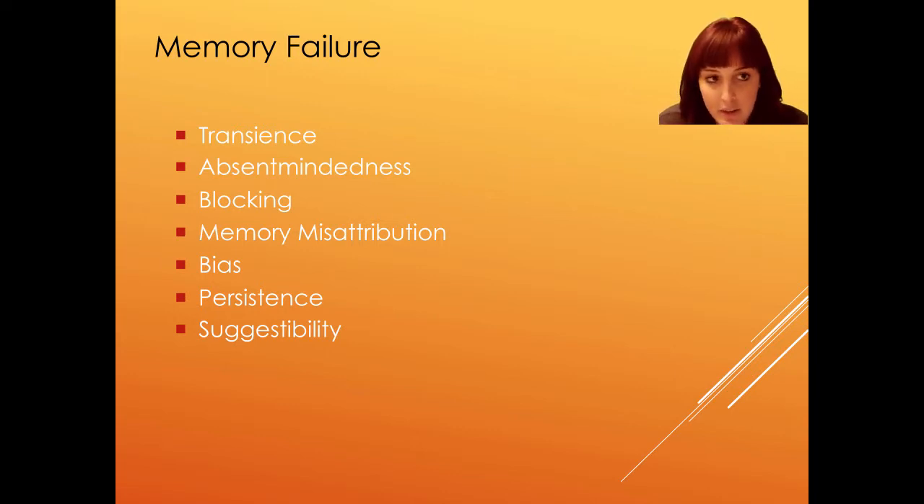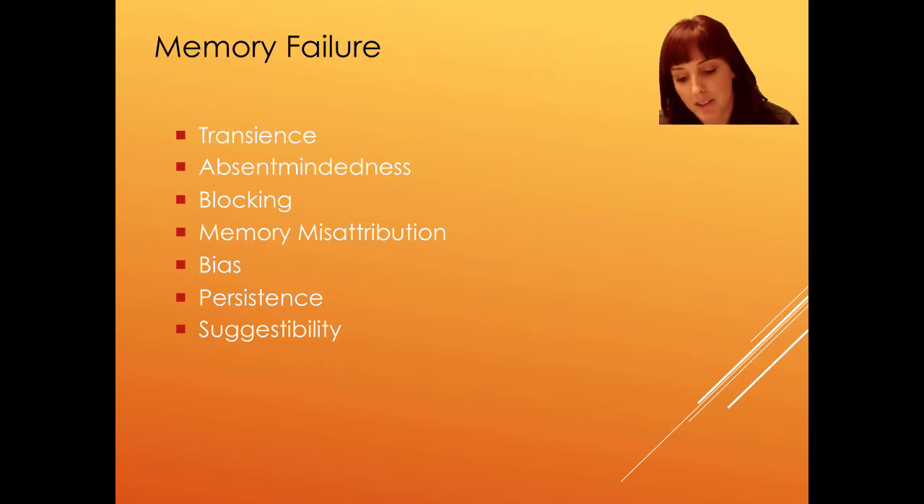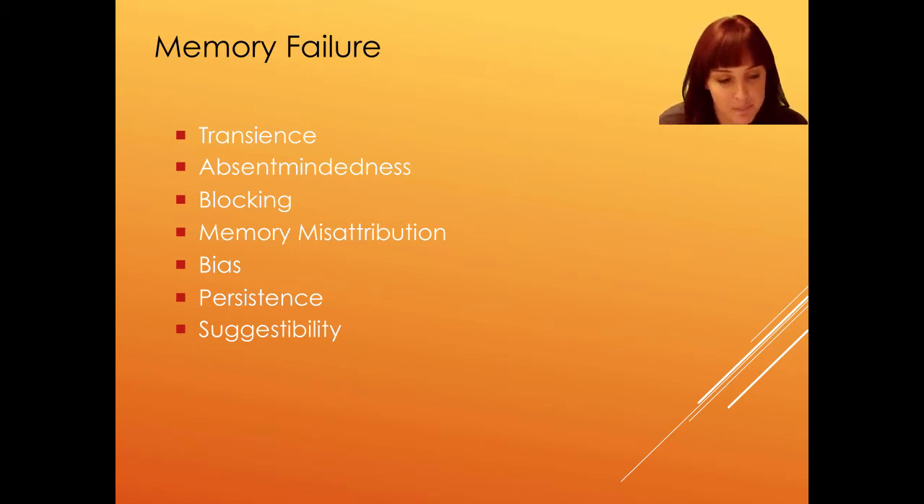Another example of memory failure is blocking. It's the failure to retrieve information that's available in your memory. It's one of those tip of the tongue phenomenons. You know that you know it, but you can't actually retrieve that information even though it's right at the edge of your brain or the tip of your tongue. This frequently happens when people are trying to recall places and people, the names of people in particular.